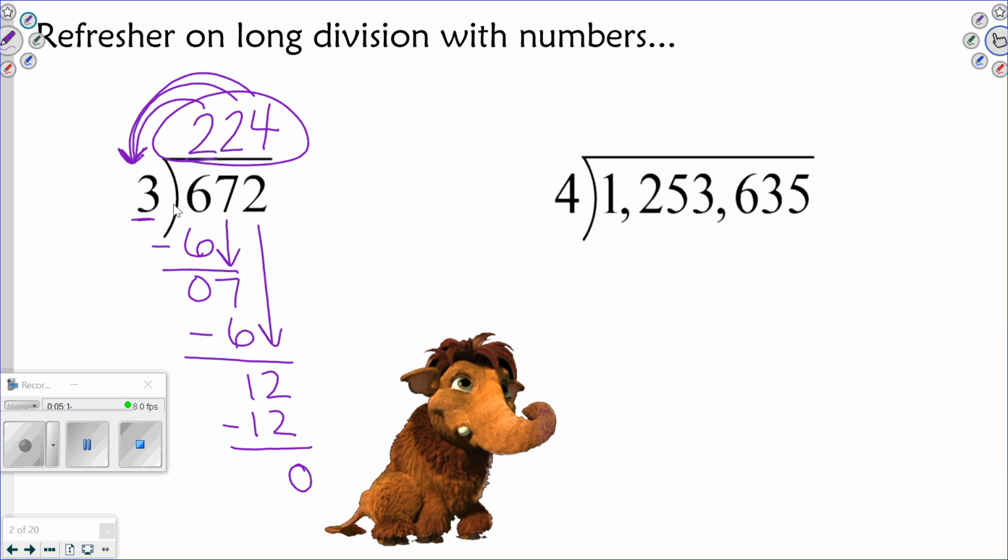No whining. It's the number one rule for the day. All right, let's try one that's a little longer. Some other things happen with this one. Start the same way. How many times does 4 go into 1? It doesn't go into 1, but it goes into 12, right? I had to use the 2 digits. How many times does 4 go into 12?